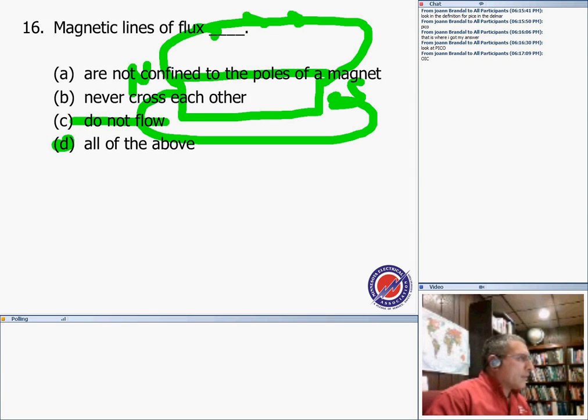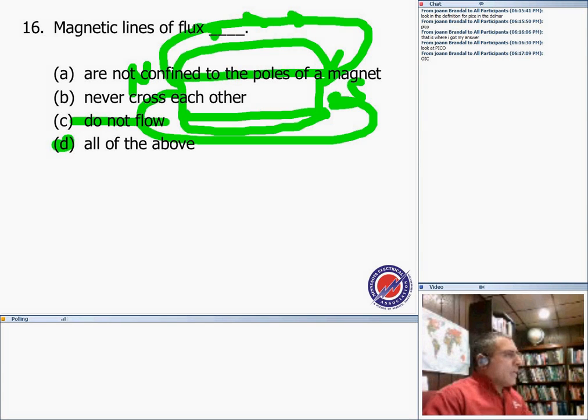It's not current. That's what the word "don't flow" means, not current. So it just sits there. Number 16. Our answer for number 16 is D.